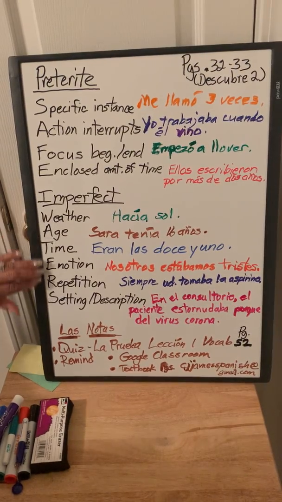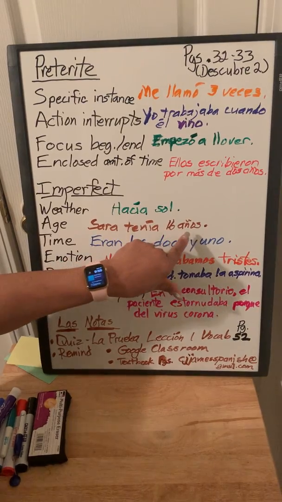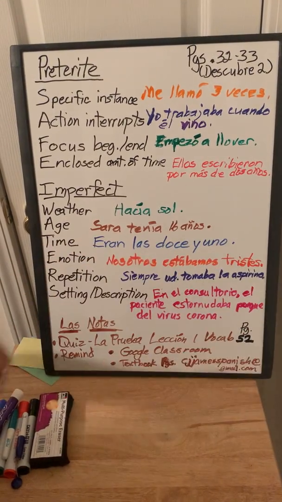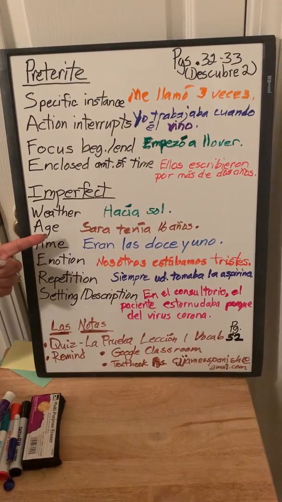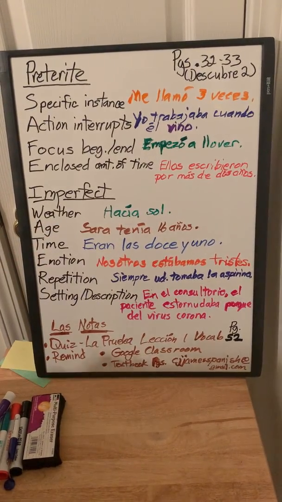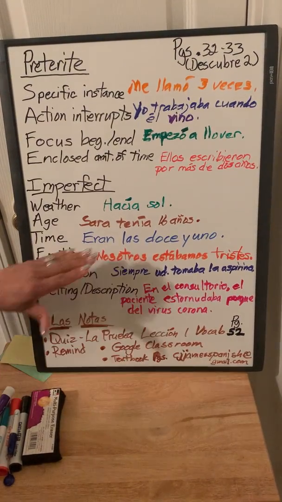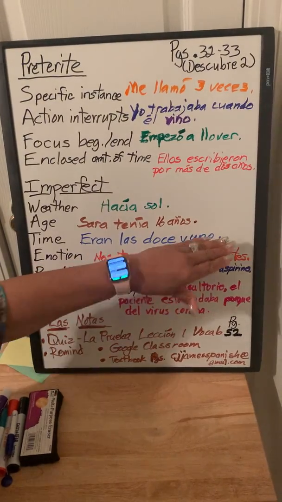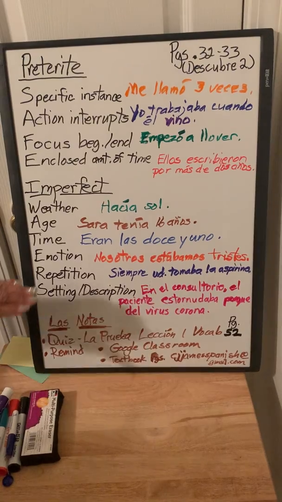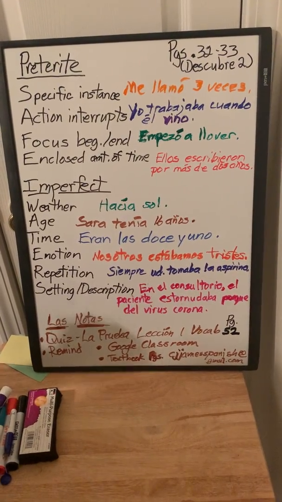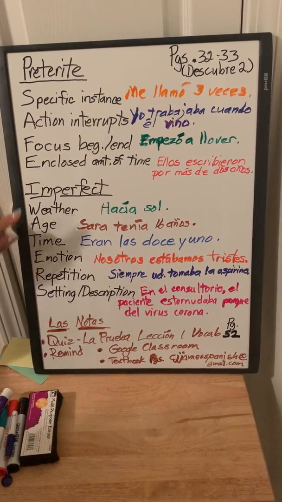The A of waters for using the imperfect is age. Sara tenía 16 años. Sarah was 16 years old. If you want to tell someone's age in the past, we use tener in the imperfect tense. We also use the imperfect tense for telling time in the past. Eran las 12:01. It was 12:01, right? Anytime you want to tell what time it was in the past, you use the imperfect tense, not the preterite.